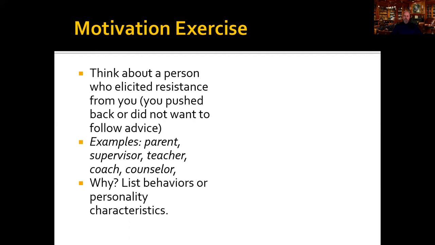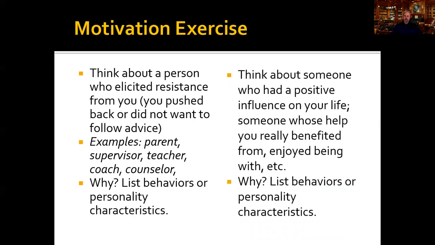All right, having completed the exercise in which you identified personality characteristics or behaviors from a specific person who elicited resistance from you, now what I'm going to invite you to do is think about a specific person who had a positive influence in your life. Somebody whose help you really benefited from, you enjoyed being with. If you needed help with something, this is the person that you would call and talk to. And now what I want you to do is the same thing. I want you to write a list of at least 3 behaviors or personality characteristics associated with this person. And again, I'm going to invite you to pause the lecture while you write those characteristics down.